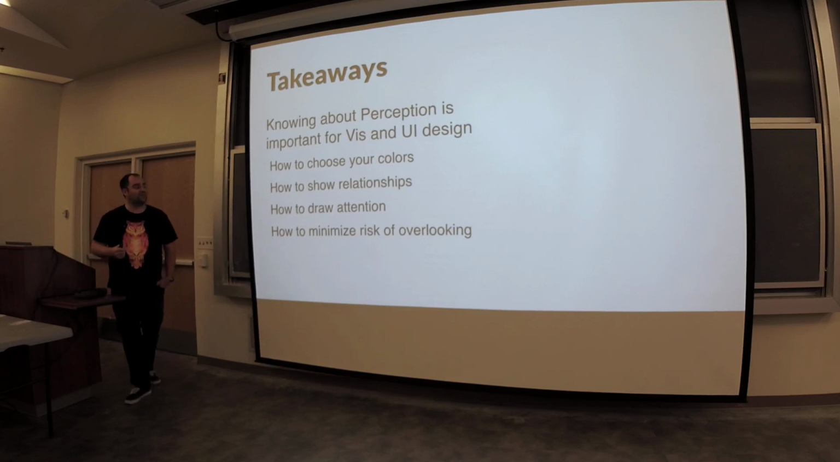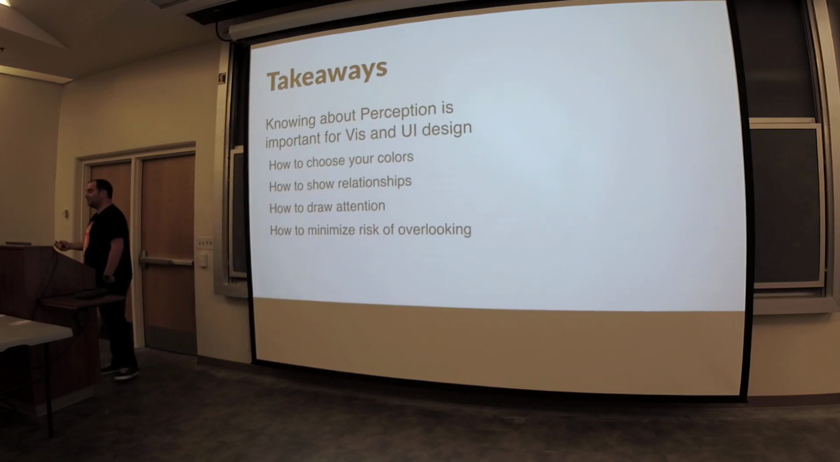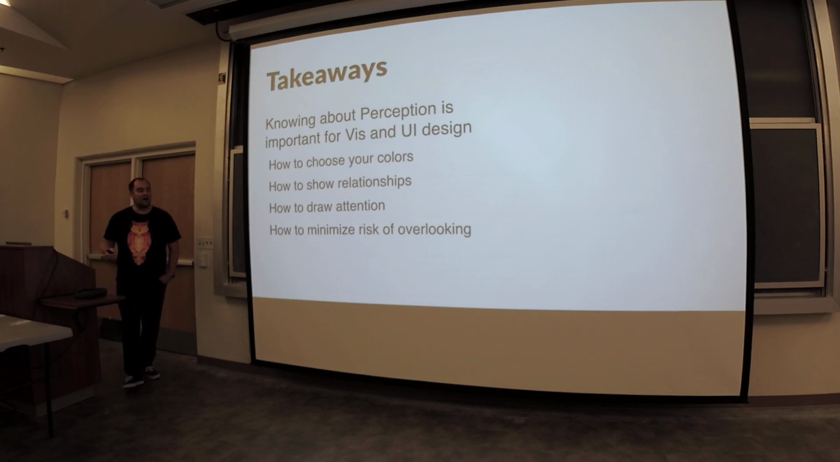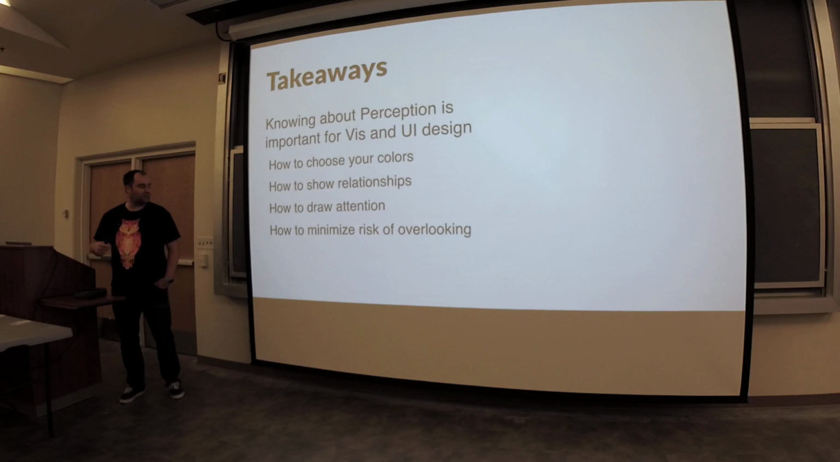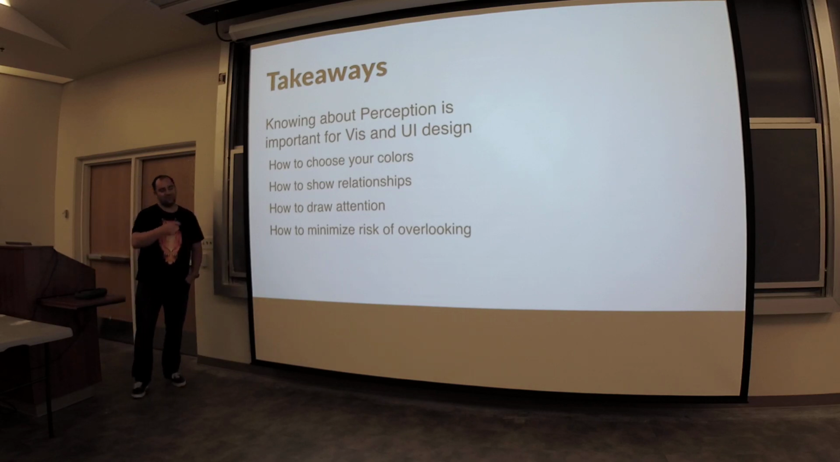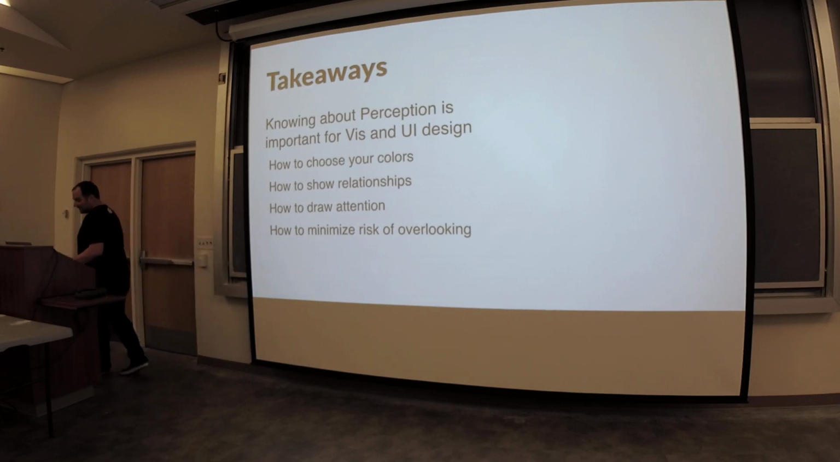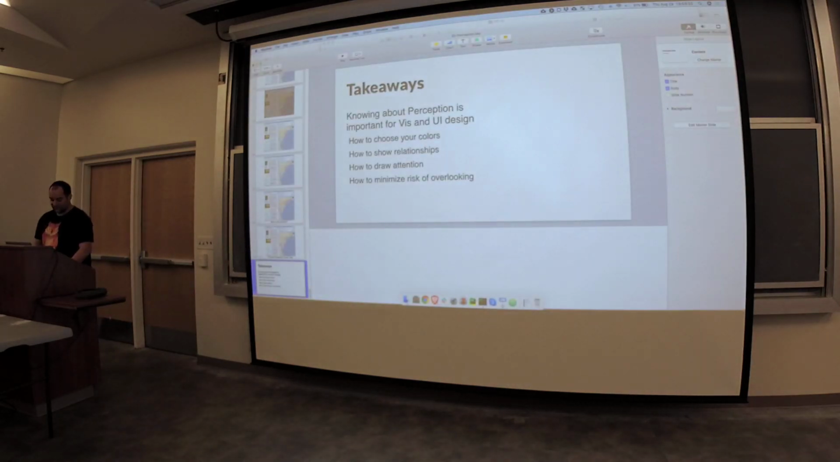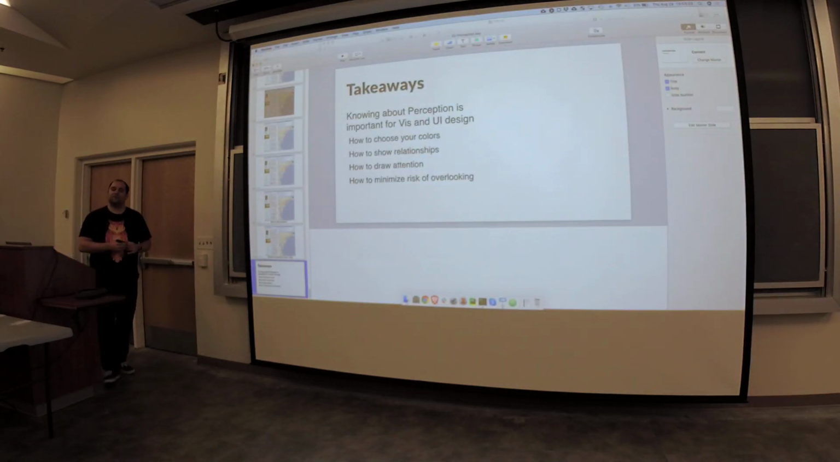How do we show relationships between items on the screen? How do we draw attention to something that we care about? And how do we avoid it being overlooked? How can we minimize this risk of overlooking? So that's the takeaway, and that's all that I wanted to say about perception. Any questions about perception before we move on to data?